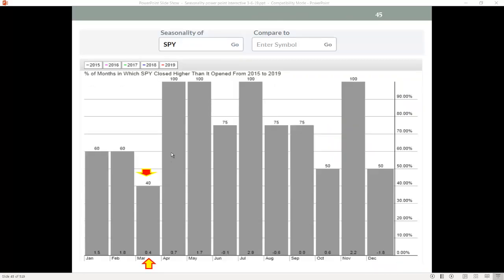And here's one more data point based on seasonality. This is a study going back 4 years from 2015 to 2019. This goes back further, but I just pulled up this past 4 years. What this is telling you is that the percent of the months in which the SPY closed higher than it opened from 2015 to 2019, when you're in March, is only 40% of the time. So you can see that the seasonal trend is to pull back and be weaker in March, and then potential for a big strong week in April and May.